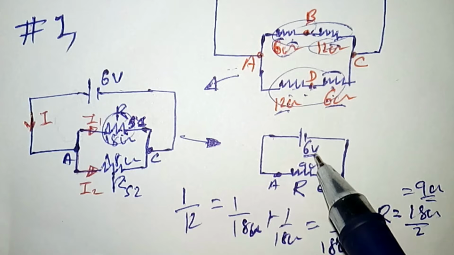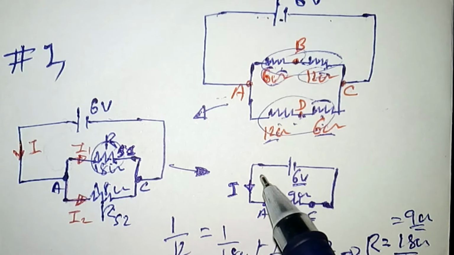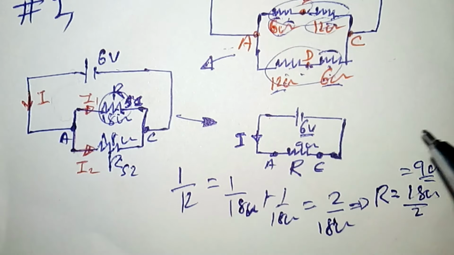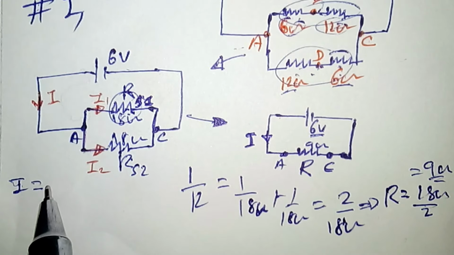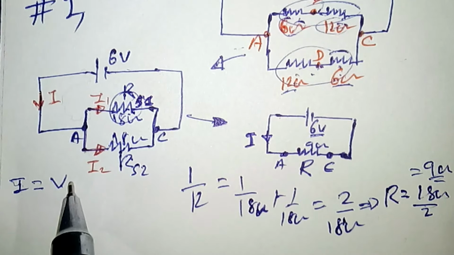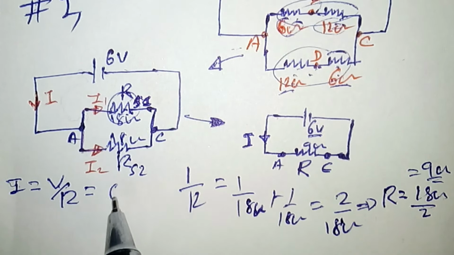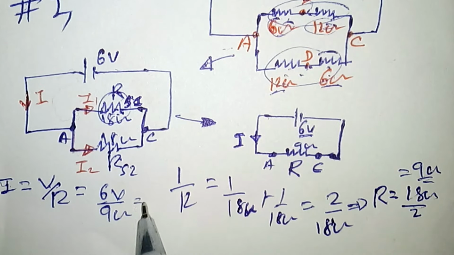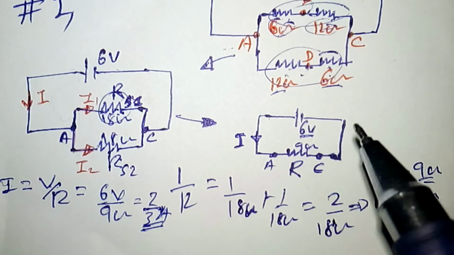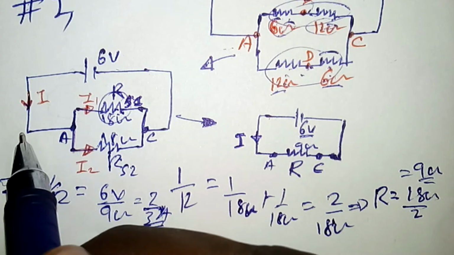I have the net voltage from the source, so I can find the total current passing through the circuit. The total current in the circuit is equal to the total potential difference divided by the total resistance. So the total potential difference is 6 volt divided by the total resistance 9 ohm, which directly gives me 2 over 3 ampere.